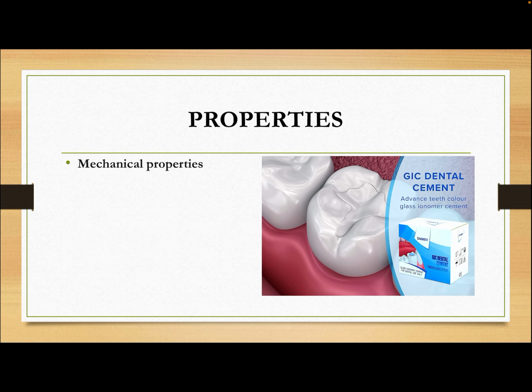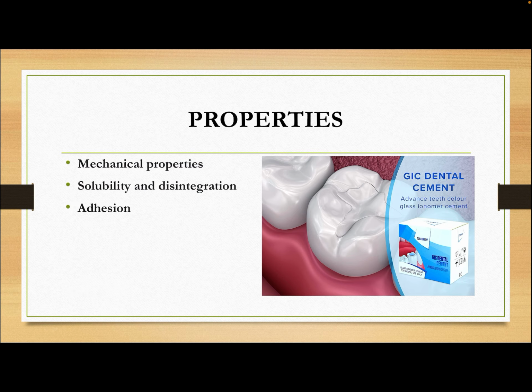Some of the properties of GIC, like the mechanical properties, are very different because of the different powder liquid ratio for different applications, so it shows variation in its physical properties. But in general, hardness is far lower when compared to composites, and it is susceptible to abrasion and occlusal wear when compared to composites. Solubility and disintegration is high due to the leaching of intermediate products, which happens within the first 24 hours of the placing of GIC.